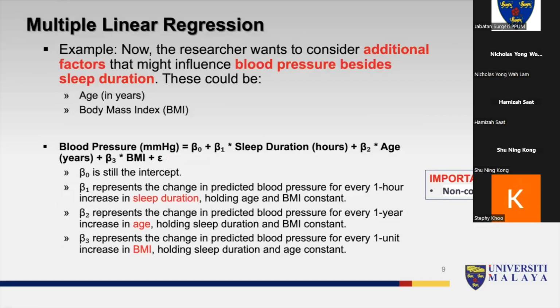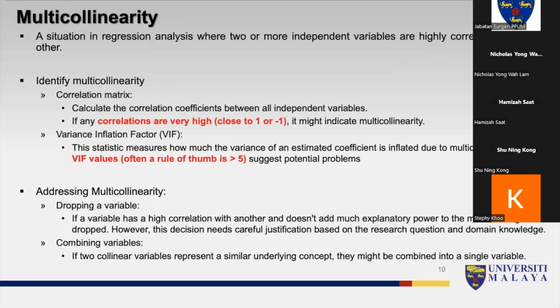So multicollinearity can be identified. If you use SPSS, it can be identified by observing the correlation matrix. If it's close to 1 or -1, it might indicate multicollinearity. And also the value of the variance inflation factor. If it is more than 5, you may have a multicollinearity problem. It means that your independent variables are highly correlated with each other.